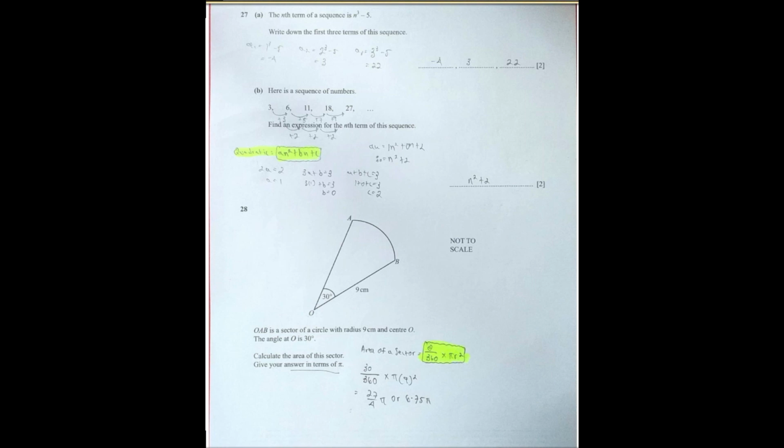So in this case, 30 over 360 times pi times 9 squared, and you should get 27 over 4 pi if you insert it into your calculator. But I would prefer to put it in decimal, so I would write 6.75 pi as my final answer.